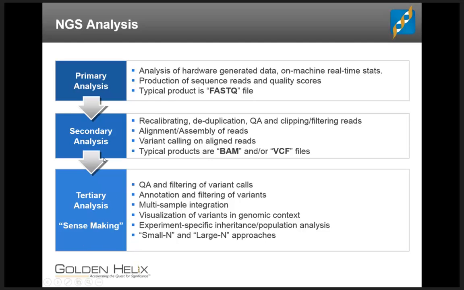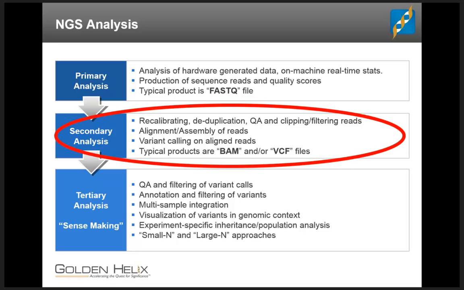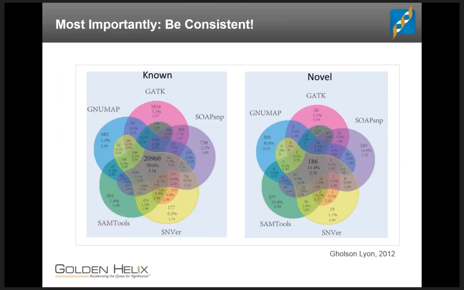But it's still important to take just a minute and talk about secondary analysis considerations and what you need to think about. And Autumn talked a little bit about this in regards to small n workflows or smaller sample sizes recently. But with large n, there's really one thing that I really want to emphasize in regards to secondary analysis, and that is to be consistent.